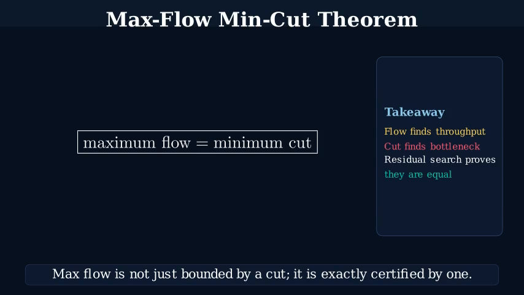Flow tells us how much can pass. A cut tells us why no more can pass. The residual graph is the bridge that turns an algorithm into a proof.